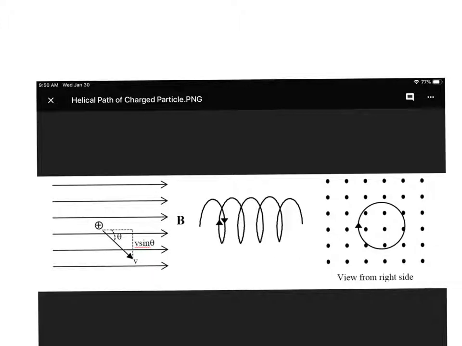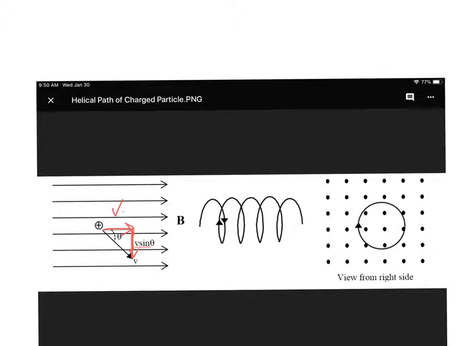Here's a unique situation for the path of a charged particle when it's not perfectly perpendicular to the B field. In other words, there's an angle theta that's not 90 degrees. Here's a charged particle that's got a component of its velocity that is perpendicular, that's this one right here, but it's also got a component that's parallel.